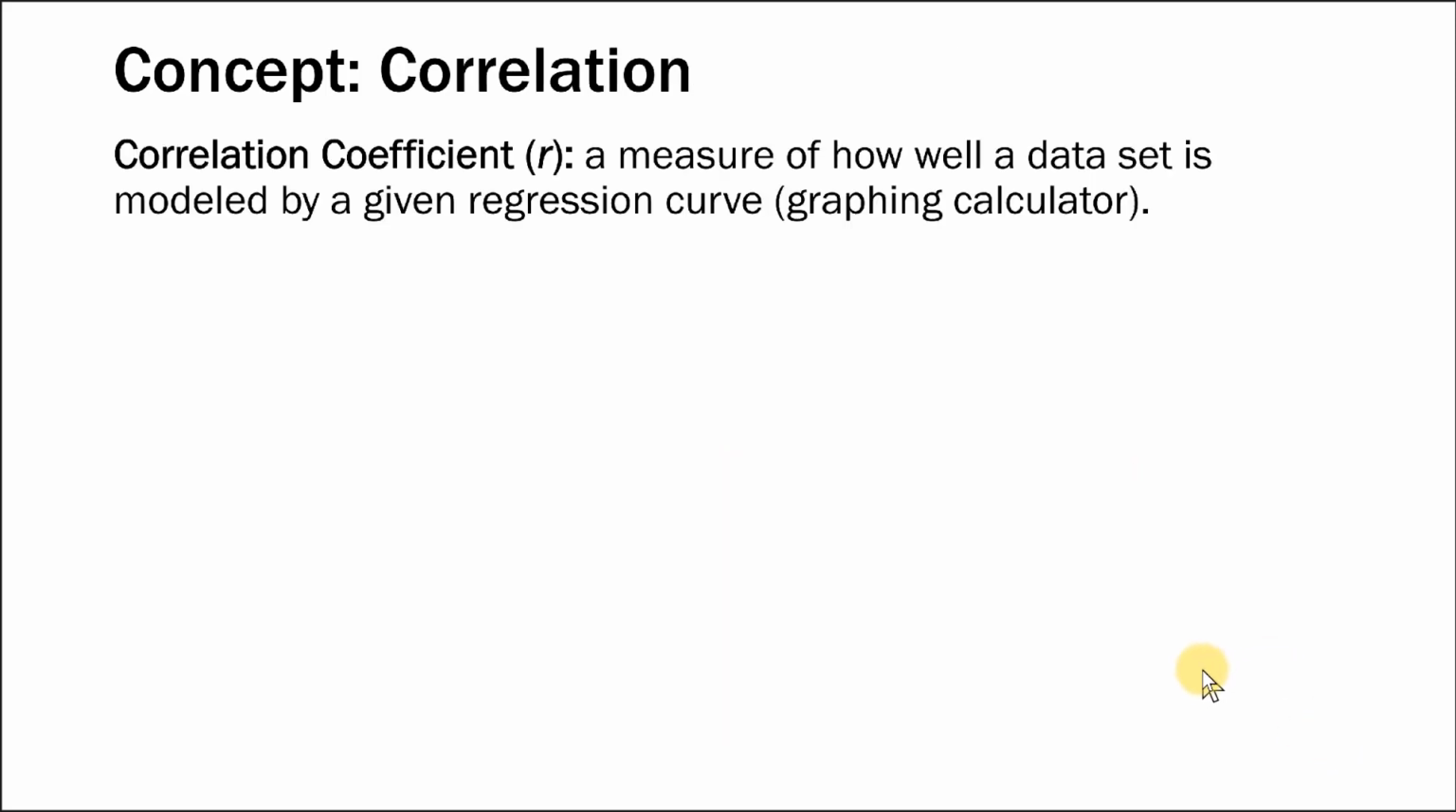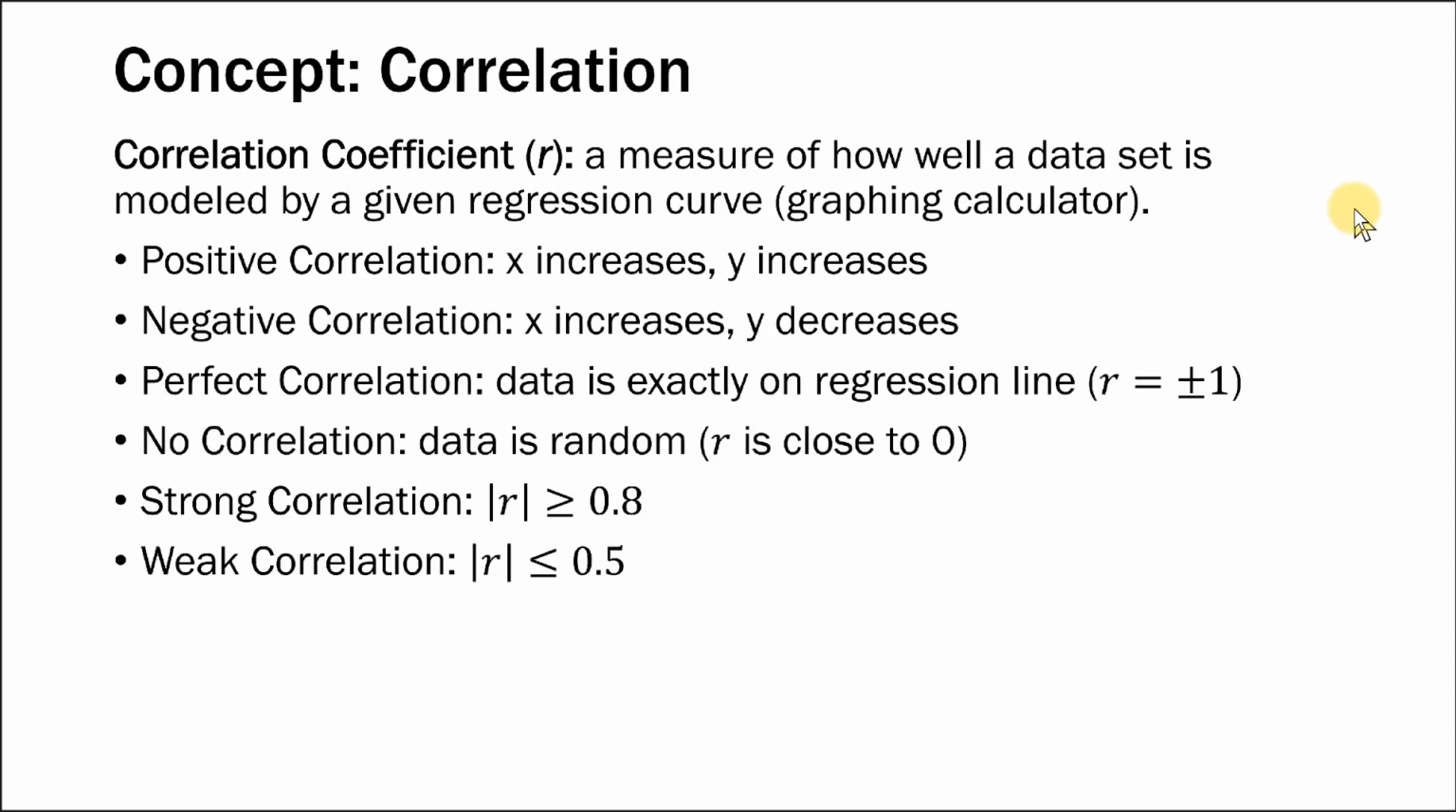We have our correlation coefficient, which you may have seen before, that is a little r. That's just showing us how well a data set is modeled by a given curve. We're going to get r from our graphing calculator, so we're not going to have to calculate r on our own, thankfully. So some considerations around correlation. Again, we have positive correlation: as x increases, if y increases, then we have positive correlation. Negative correlation: as x increases, if y decreases, we call that negative correlation.